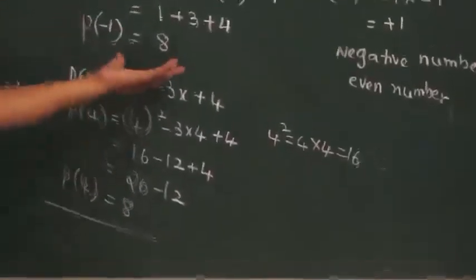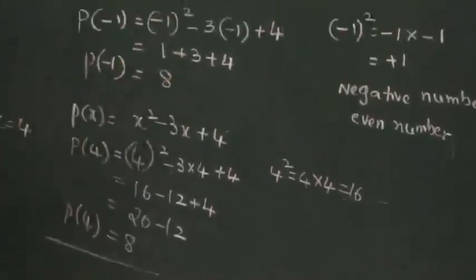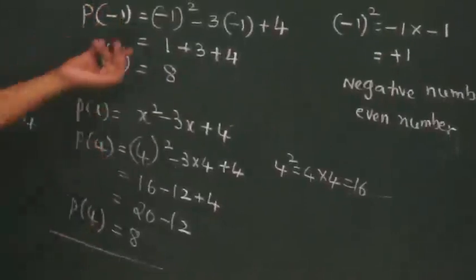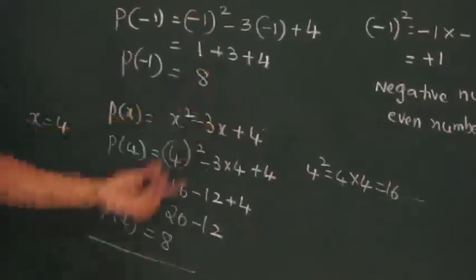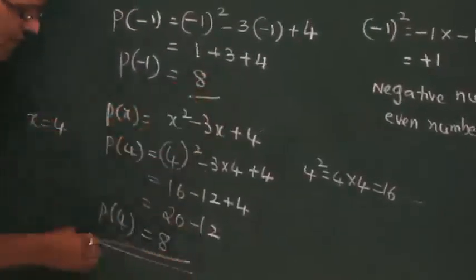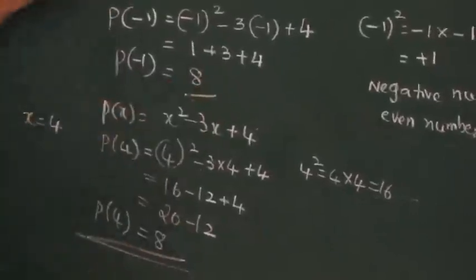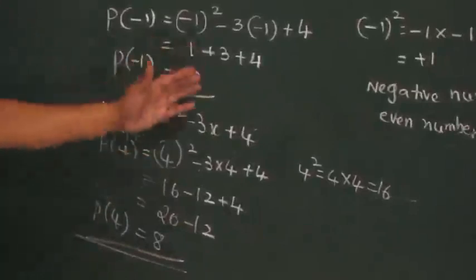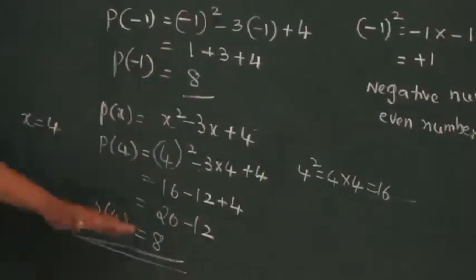But if the remainder is equal to 0, then the given values are the zeros of the polynomial. Here in both cases the remainder is 8, so these two values are not the zeros of the polynomial.